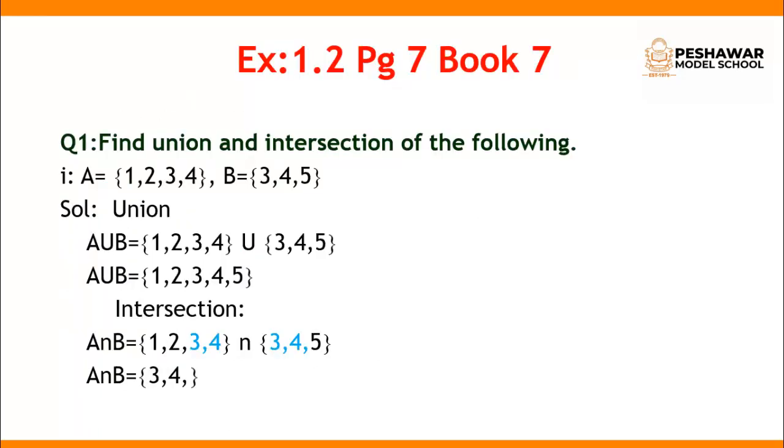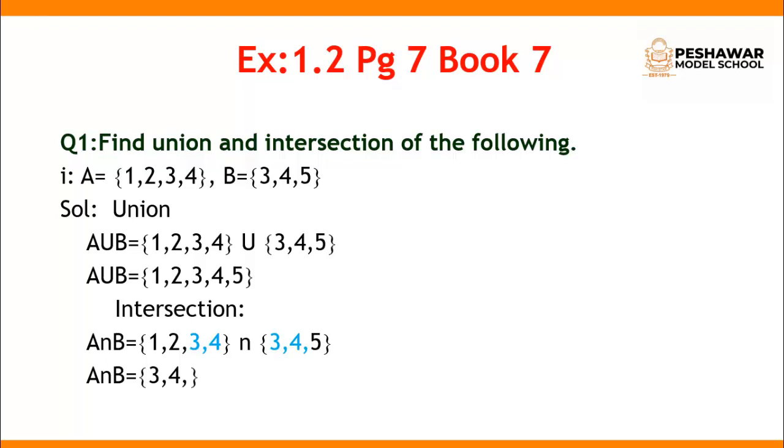Now my dear students, open your book, exercise 1.2, page number 7. Question number 1: find union and intersection of the following. It is a very interesting question. You already did it in class 6, so you understand it very well. The first question is very simple. Set A is equal to {1, 2, 3, 4} and set B is equal to {3, 4, 5}.